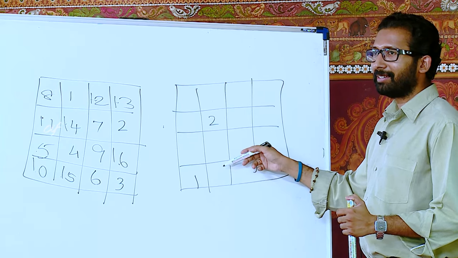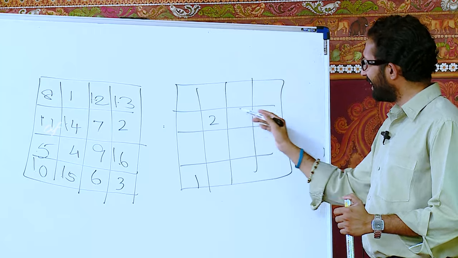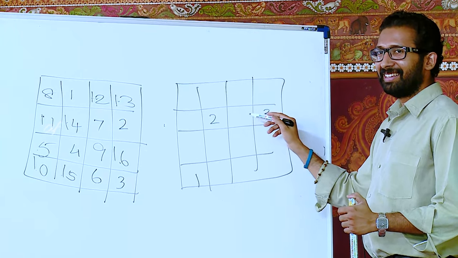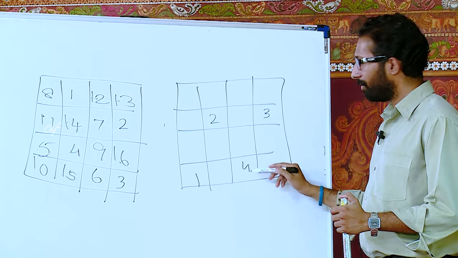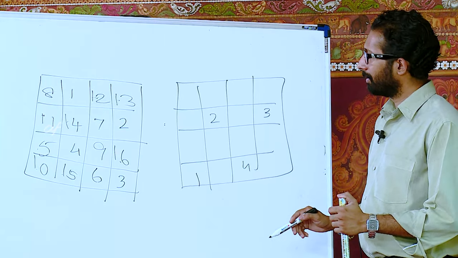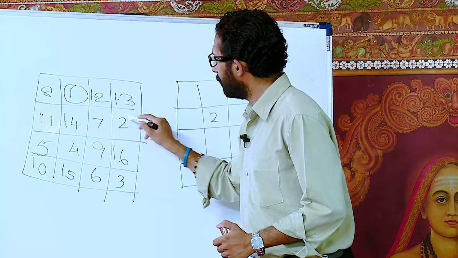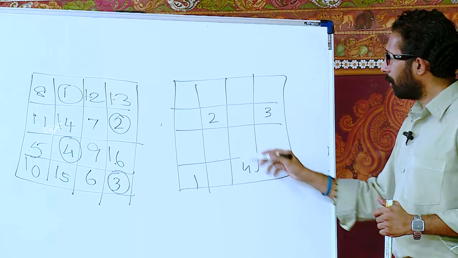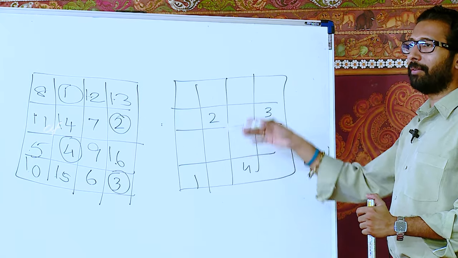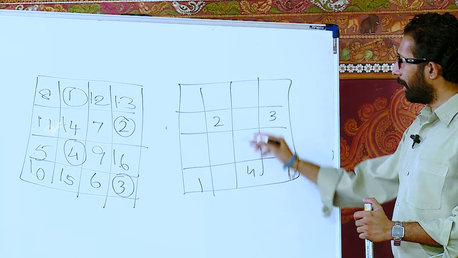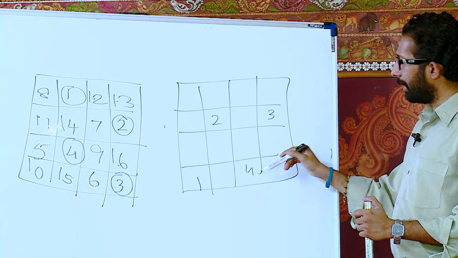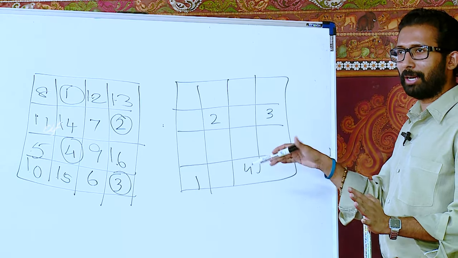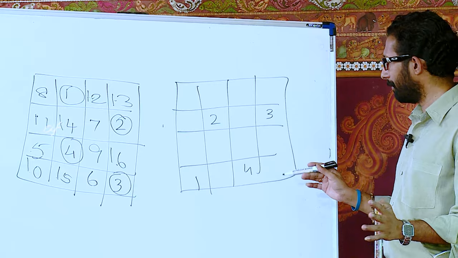Where will 3 come? It will not be here. It will not be there also. It will be this side. 3. And 4. Look at the positions of 1, 2, 3, 4. Here it was column wise, here it is row wise because we have taken the horse move in a different way. So 1, 2, leave a cell here, 3 and 4. This you will get out of practice. When you commit some errors, you will automatically understand which pattern has to be followed. It's not a very difficult pattern.